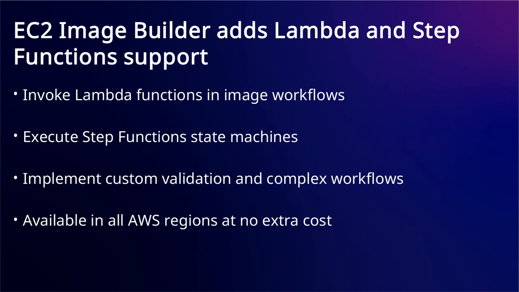Previously, integrating Lambda or Step Functions with EC2 Image Builder workflows required custom code and workarounds, making the process time-consuming and error-prone. The new feature allows you to invoke Lambda functions and execute Step Function state machines directly within image workflows. You can now implement custom validation logic, send notifications, and orchestrate complex multi-step processes. This integration is available across all AWS regions without additional costs, enabling you to enhance your image creation process with greater flexibility and control.